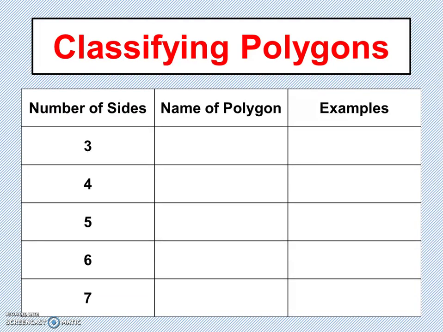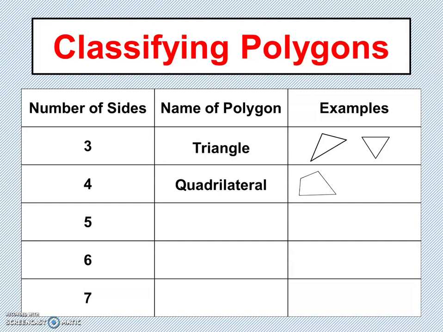So, moving on. A polygon can have 3, 4, 5, 6, or 7 sides. These have a special name. So it has 3 sides. It's a triangle. We talked about those yesterday. Here are some examples of triangles. If it has 4 sides, it is called a quadrilateral. That's pretty easy because quad means 4. Here are some examples of quadrilaterals. It has 4 sides, so a rectangle is a quadrilateral, but not all 4-sided figures are rectangles.